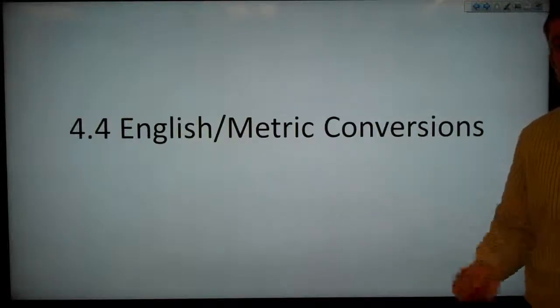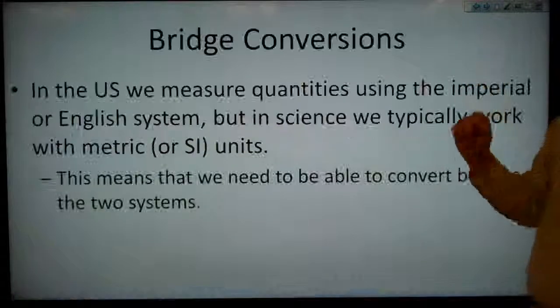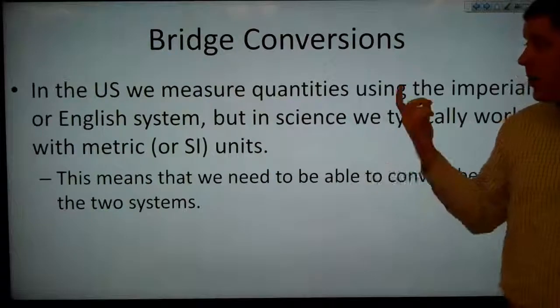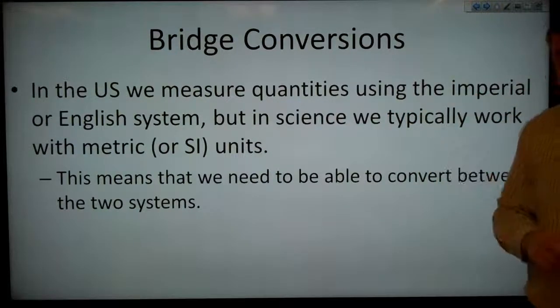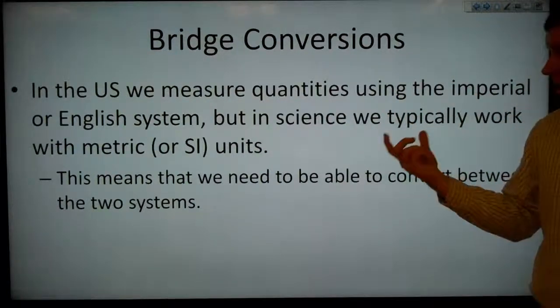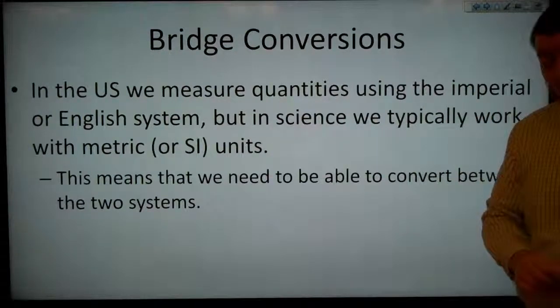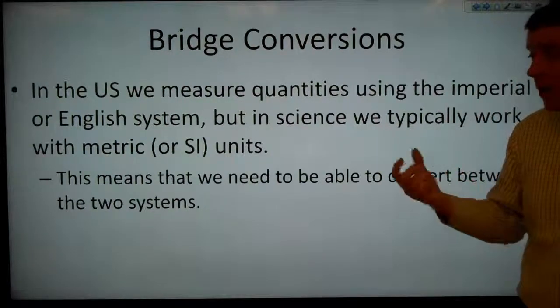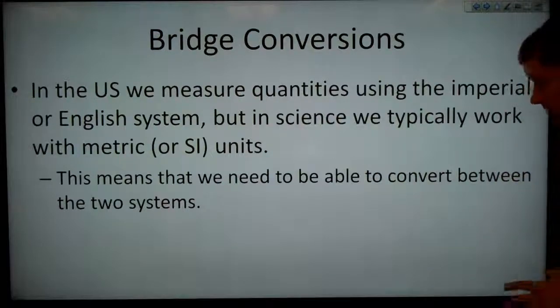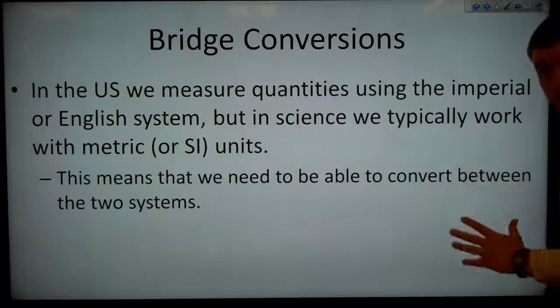Welcome to English metric conversions. In the United States, we measure quantities using the imperial or the English system, but in science we typically use the metric or SI system of units. And this means that we need to be able to convert between the two systems.